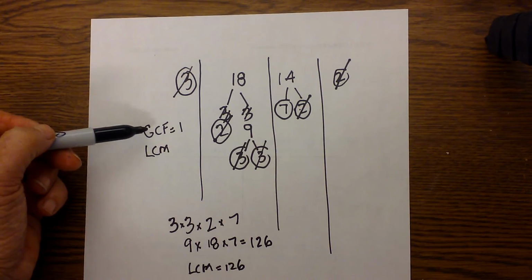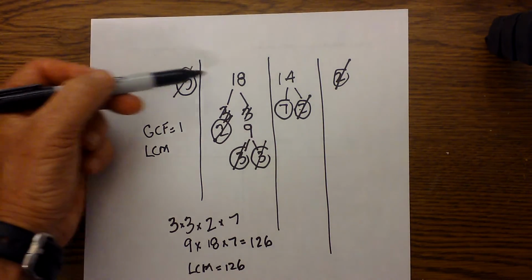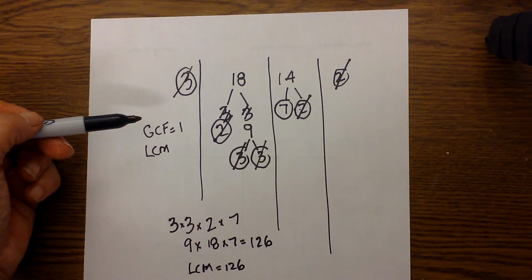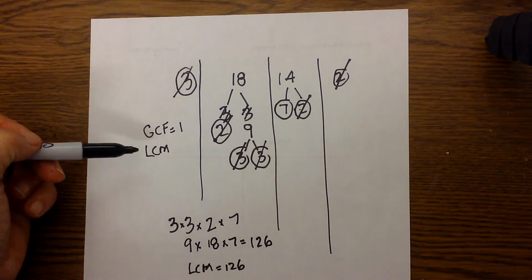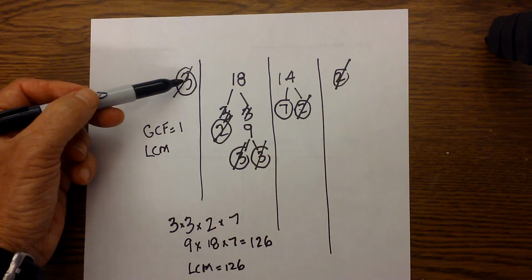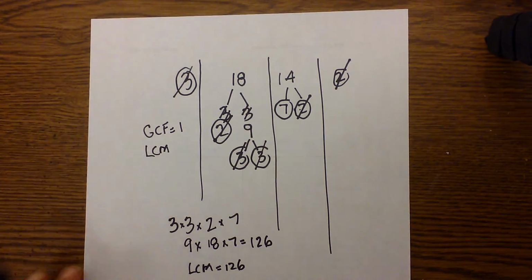Okay. Now again, factor it, circle all your primes. Then for your GCF, it needs to be found in all 4 numbers. If not, then it is 1. And then for the LCM, you start eliminating all your primes, and if there is a duplicate prime, you only write it once. Hope that helps.